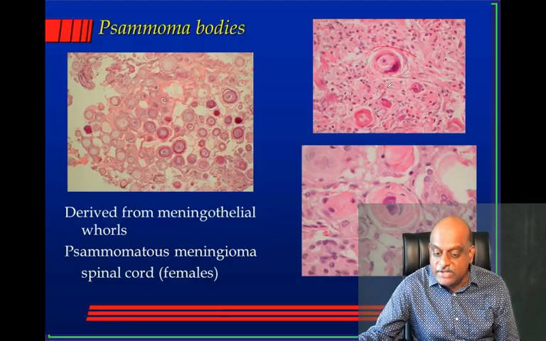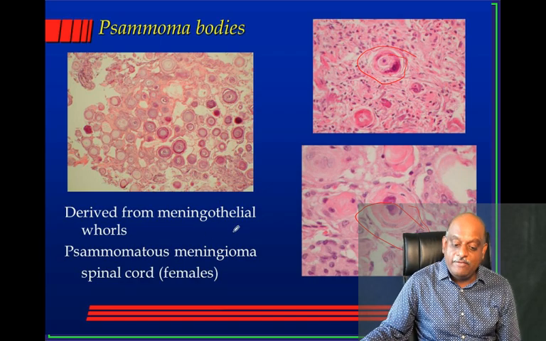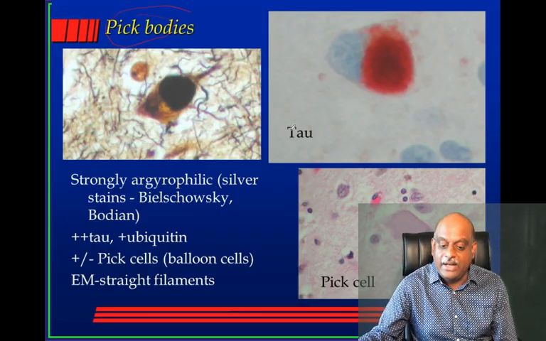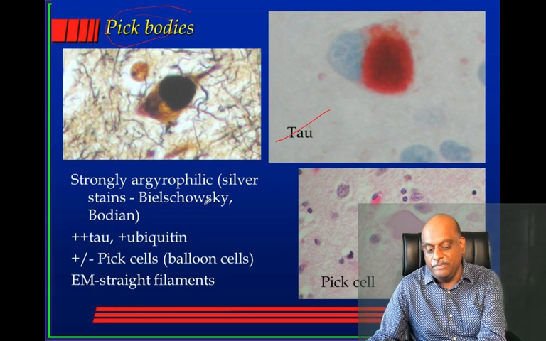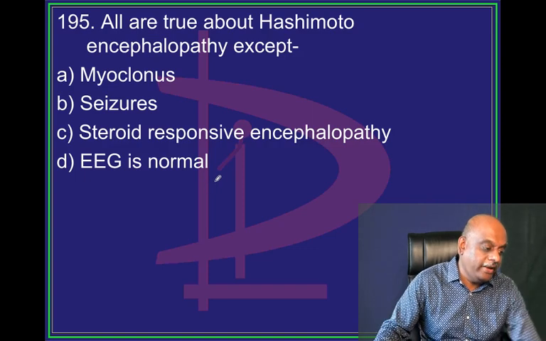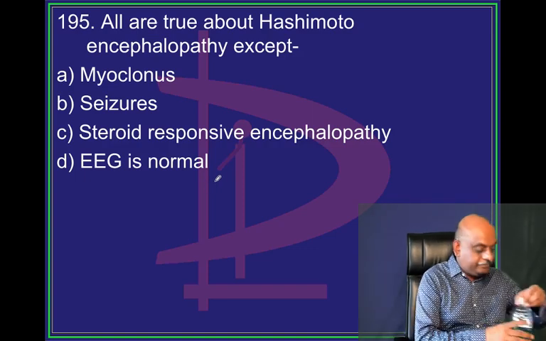So these are the Psammoma bodies. They will be seen in meningioma. Pick bodies typically contain tau protein. So a little bit about inclusion bodies you have to be very sure about, doctor.